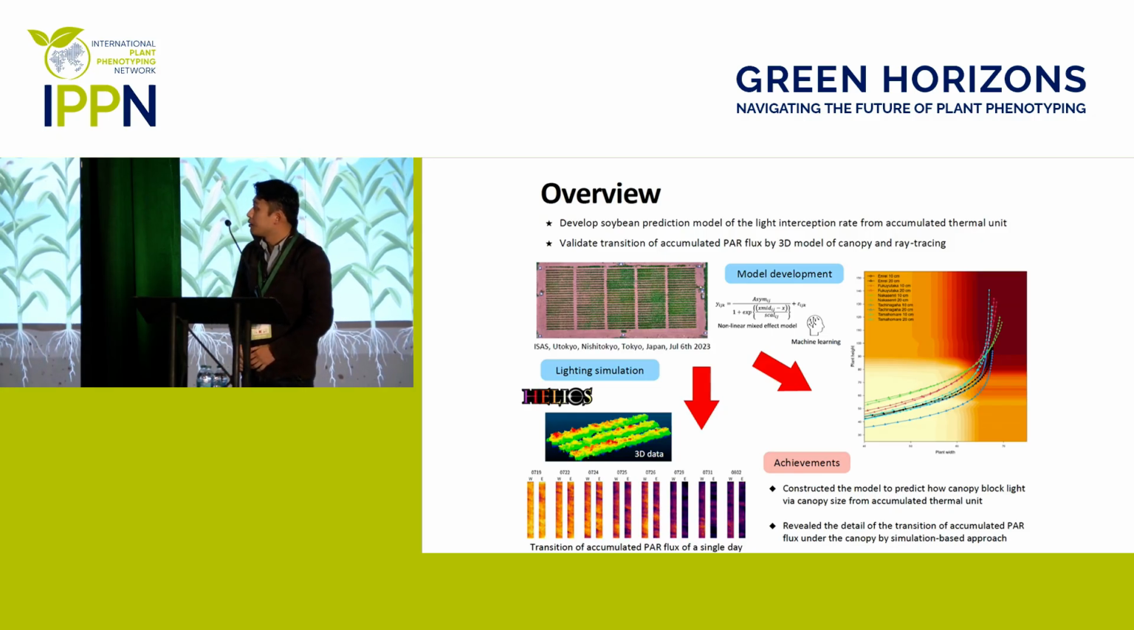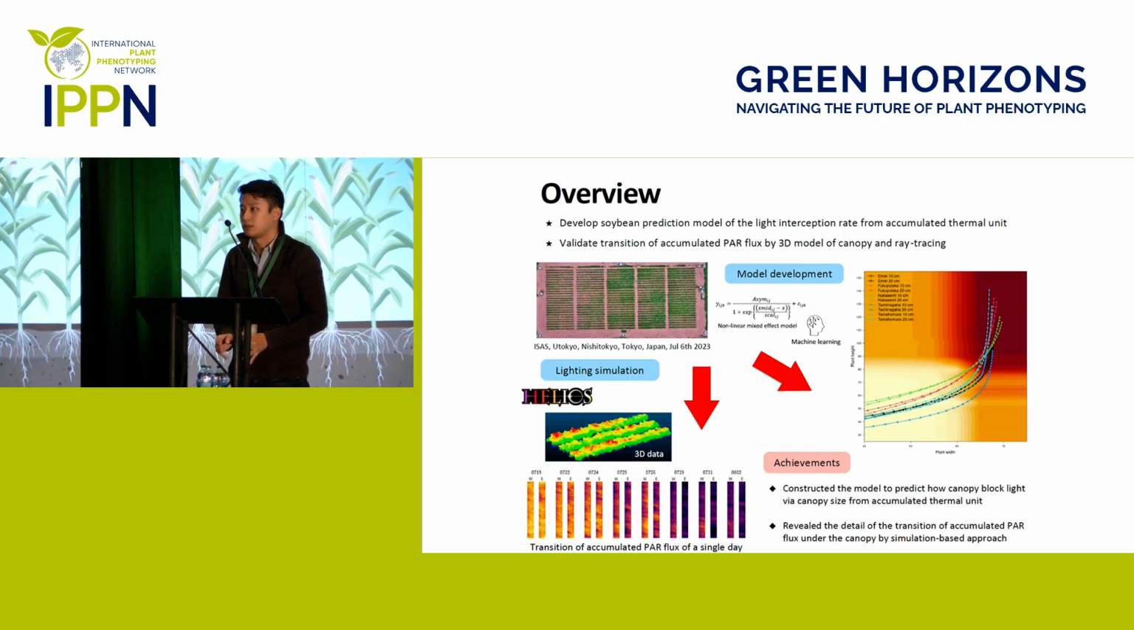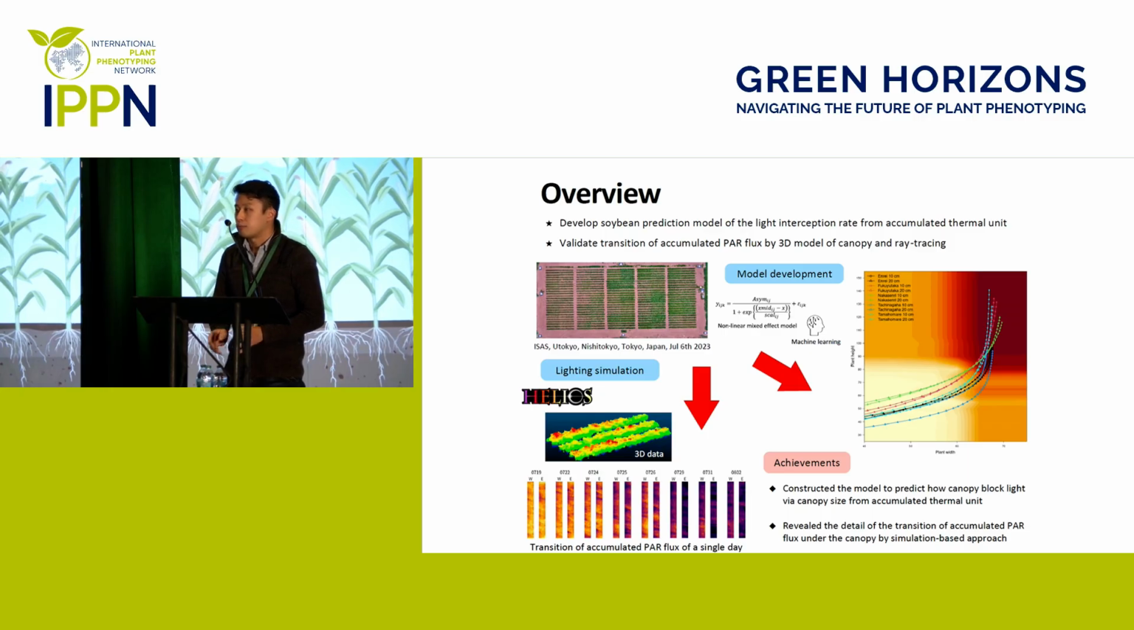But the problem is it is not revealed which combination is best for the weed control, which means the combination of the cultivar and the planting density.